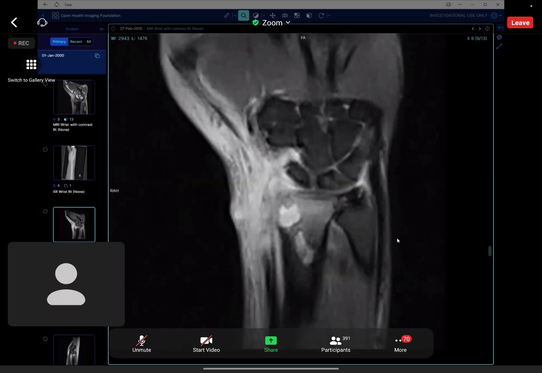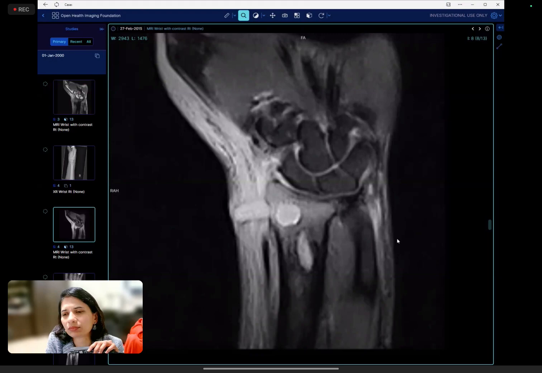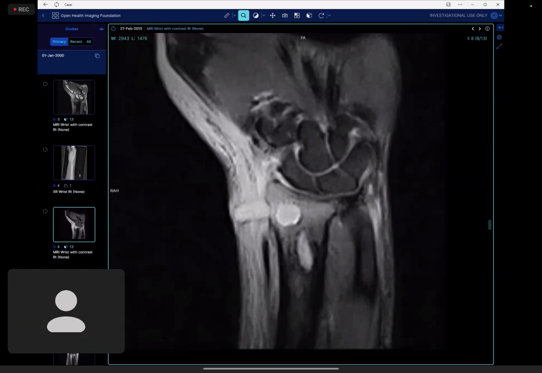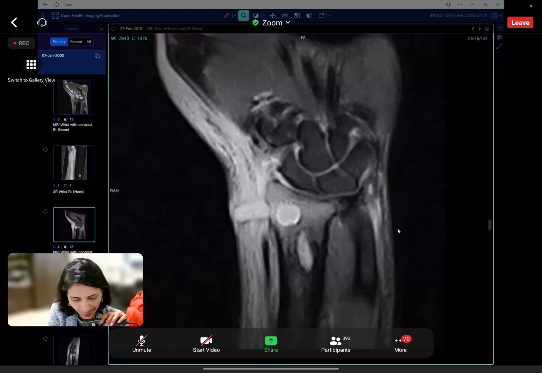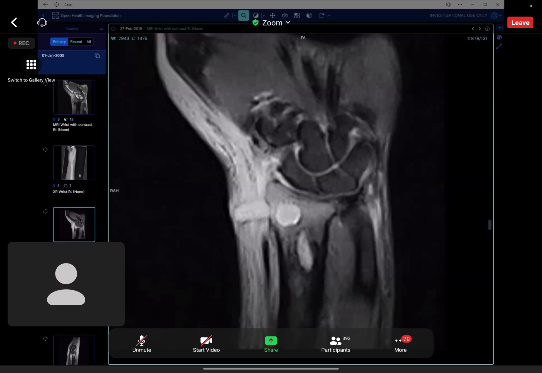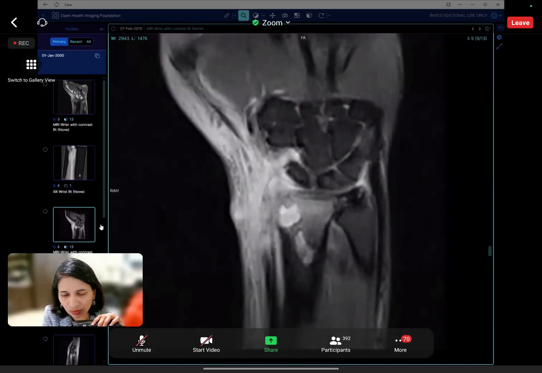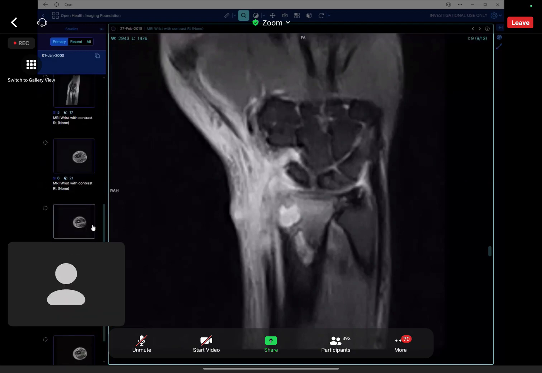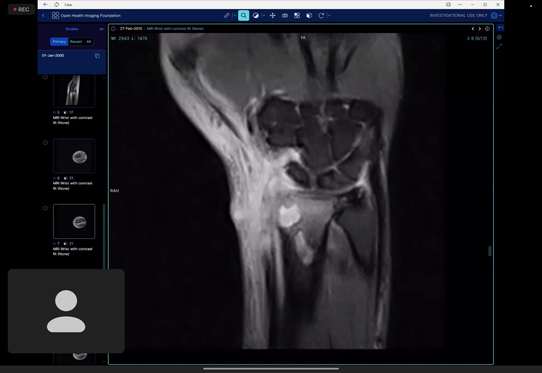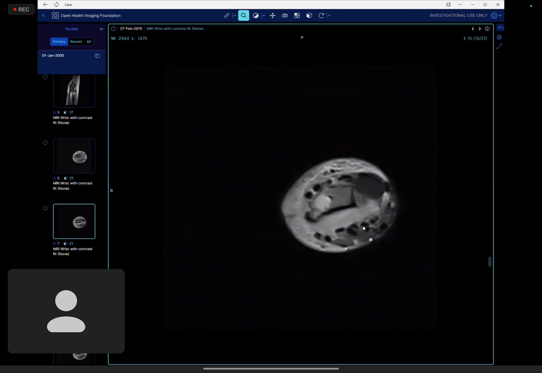There is soft tissue swelling, which was seen clearly on the radiograph over here, predominantly in the radial aspect, extending to the anatomical snuffbox area, and I can see that there is some kind of a soft tissue lesion here. I would like to see the axial image, if there is any axial.